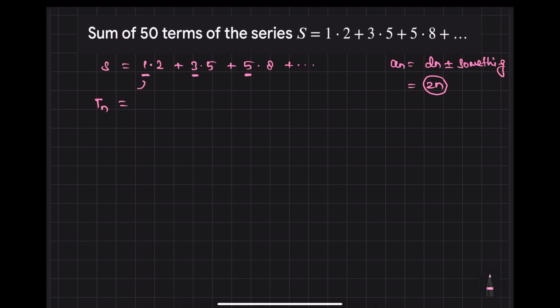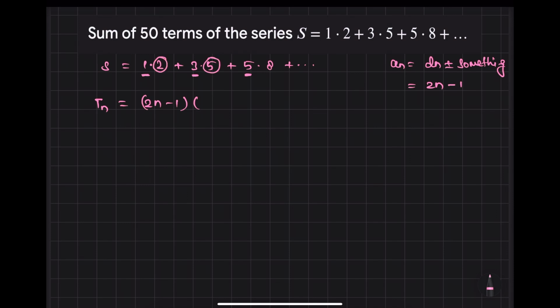But according to the first term is 1. So how will you make 2 to look like 1? You will subtract. So minus 1. So first part is 2n minus 1. Now focus on second part.